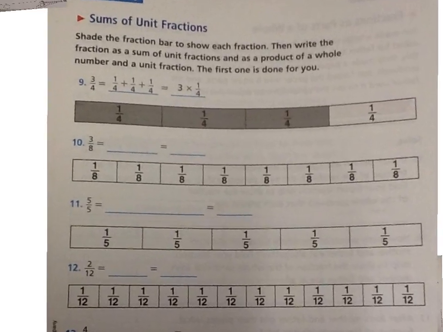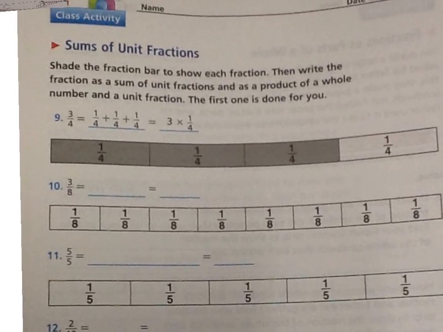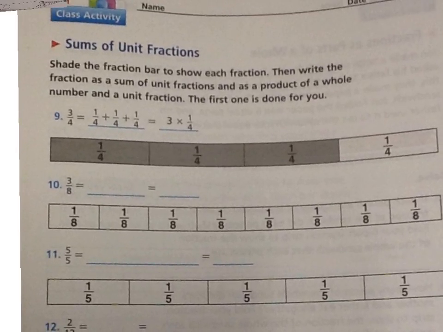Put that page aside, turn to the next page. We're not going to worry about putting stuff on the top of that page. Okay, so we're going to talk about a sum of unit fractions. It says shade the fraction bar to show each fraction. Then write the fraction as a sum of unit fractions and as a product of a whole number and a unit fraction. The first one is done for you. Number 9 says 3/4 is 1/4 plus 1/4 plus 1/4. Okay? Because that's what it tells you.